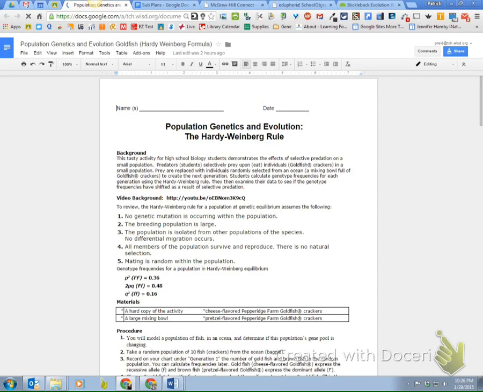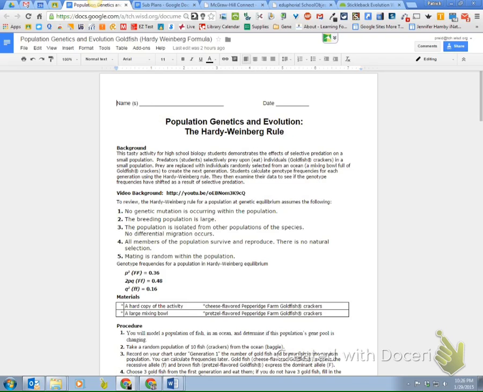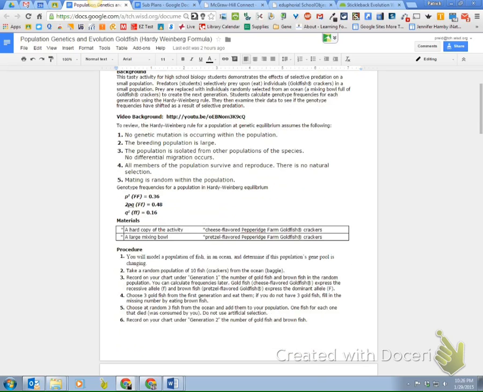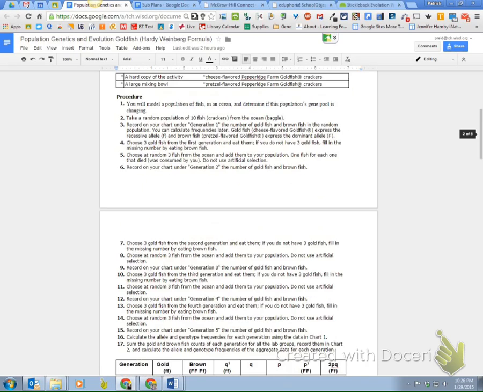So the goal of this video is to help you finish up the last part of this population genetics and evolution, or the Hardy-Weinberg Rule. What you should have learned on the Hardy-Weinberg is that there are these 5 qualifications that make sure a population is in genetic equilibrium. So remember, this is p squared plus 2pq plus q squared equals 1. And hopefully the goldfish activity helps you out with that.